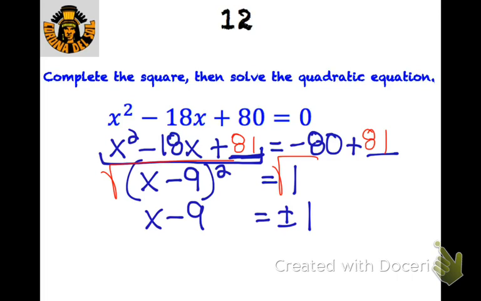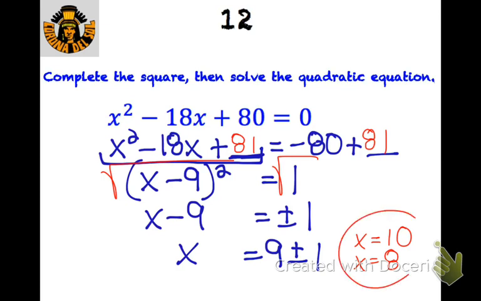So then we're going to add the 9 over. So we're going to say 9 plus and minus 1. So we're going to get two really good answers out of this. We're going to say x equals, we're going to do 9 plus 1, which is 10, and then we're going to do 9 minus 1, which is 8. So those two answers.